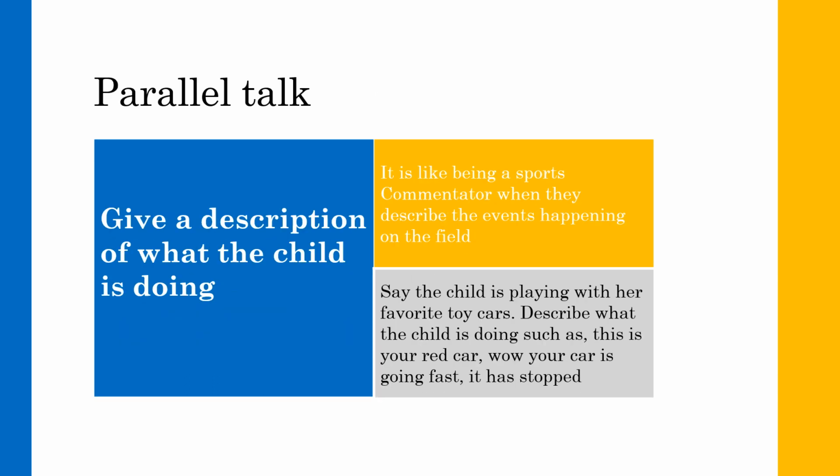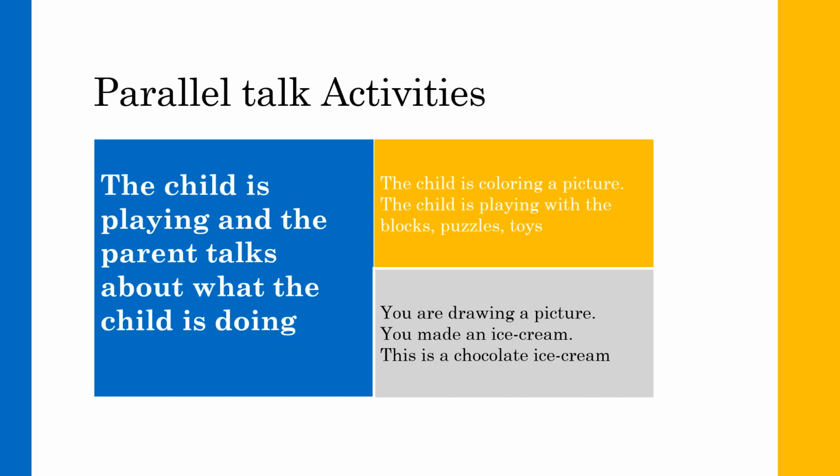In parallel talk, you give a description of what the child is doing. It's like being a sports commentator when they describe the events happening on the field. Say the child is playing with her favorite toy cars. You could describe what the child is doing, such as, this is your red car. Wow, your car is going fast. It has stopped now. In parallel talk, you describe what the child is doing.